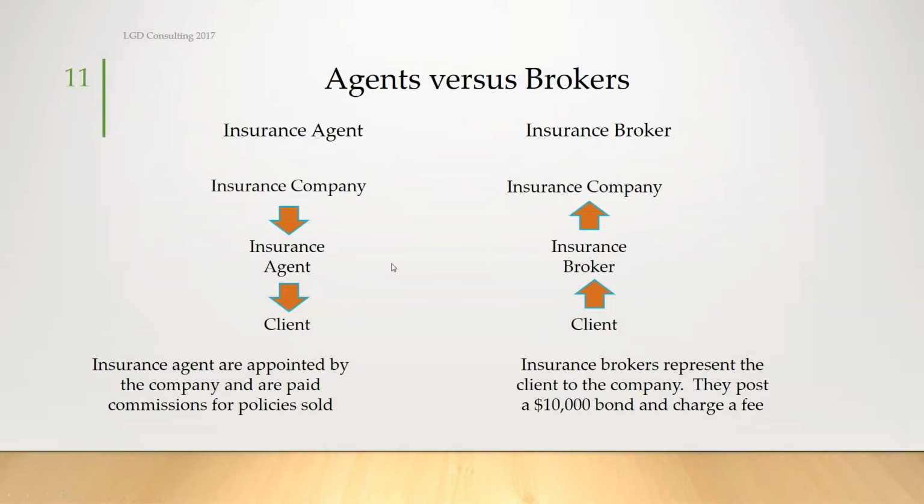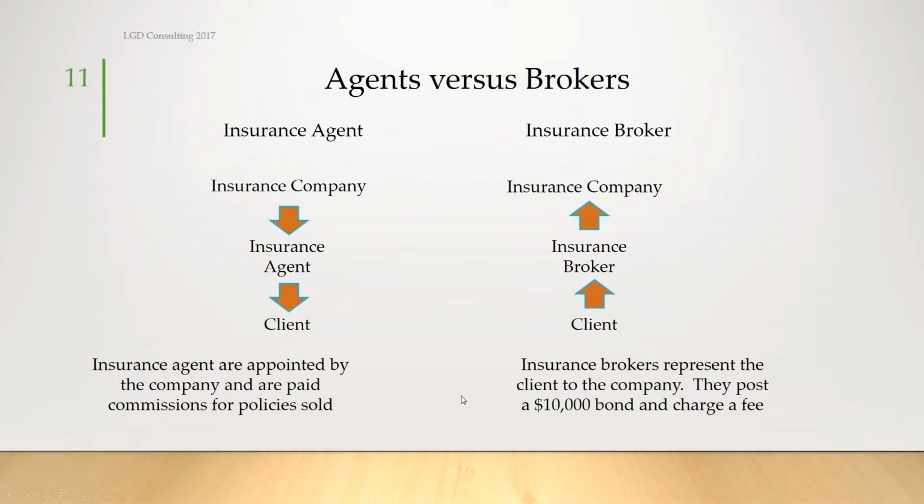So between brokers and agents, agents sell. Brokers do not sell. Brokers secure coverage, or you might see brokers procure coverage on behalf of a client, but not on behalf of an insurance company. Since a broker represents a client and takes premium money from them, they need to post a $10,000 bond and they get paid by charging a fee.